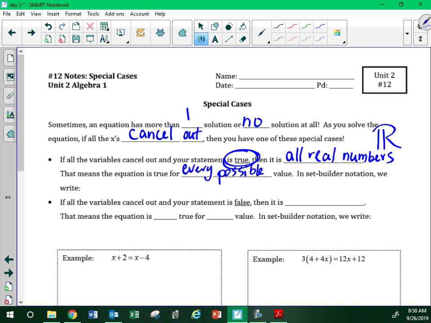Okay, so when we write this in set builder notation, assuming our variable is x, then we would write x such that, and then we have this kind of weird looking e thing, and then our capital R. So what this reads is x such that x belongs to the real numbers. So it means x is every single value in the real numbers. This weird looking e is a symbol we use to mean belongs to.